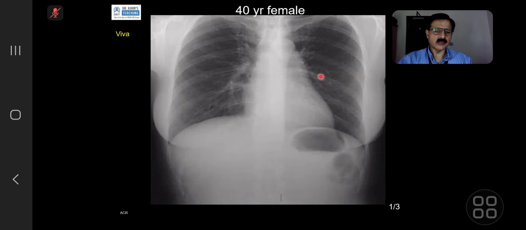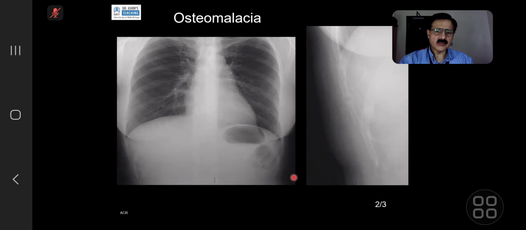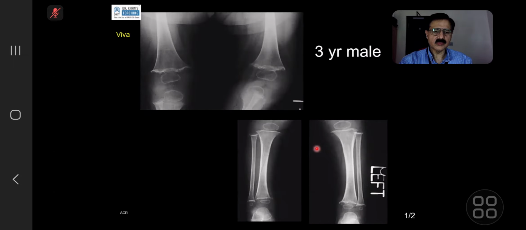Yes. Okay, good. So if you see here, look at this one. And by the way, I'll show you a close up, but this is it. Having said that, retrospectively speaking, it can definitely be seen on this X-ray also. So this is a Looser zone in the ribs.